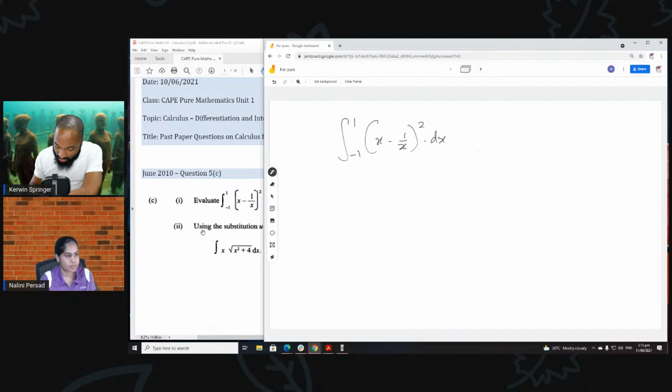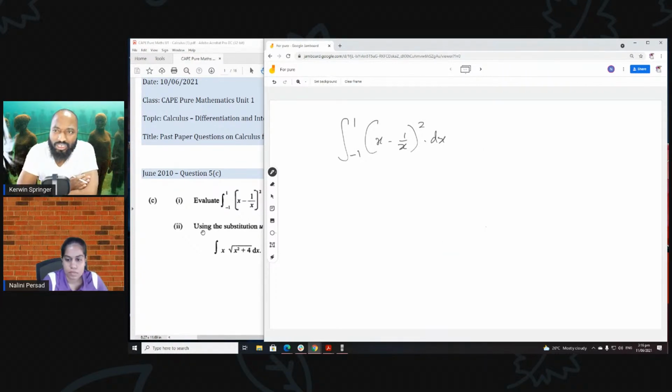Integrating this all together. Integration is really like differentiation like that. So my approach to this question would be, can I make my pen a little bigger? Yeah, this is looking a little better. My approach to this question would be to expand. What do you think, Nalini?